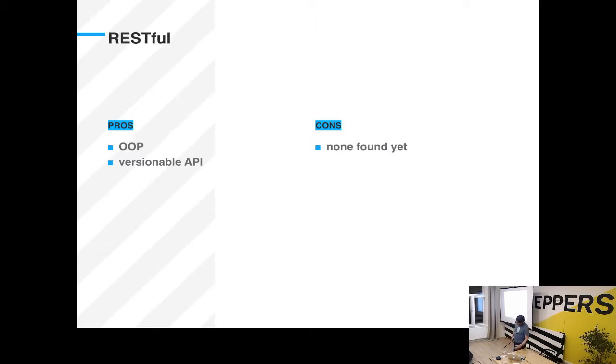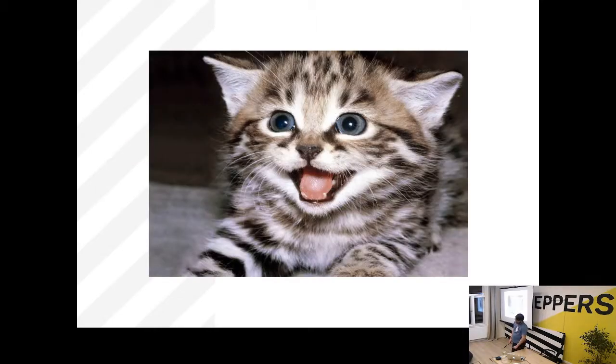The last module in Drupal 7 is the RESTful module by Gizra, and its pros are OOP and versionable API. I tried to test it sometime, but I haven't found any cons. So we should be really happy about this module.